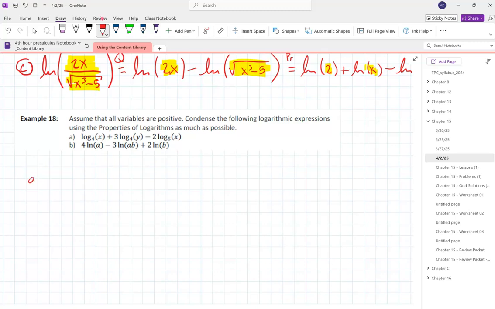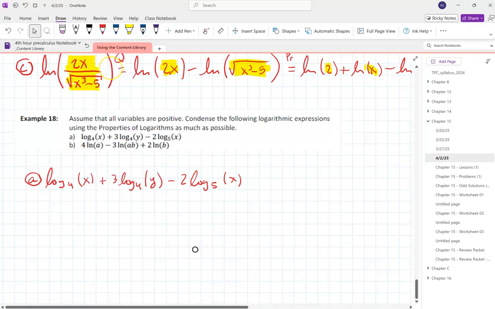So here we're going to be condensing. So, okay. If I look at the first one, as I'm copying this down, I notice something right away that concerns me. Does anybody see what that might be right away?